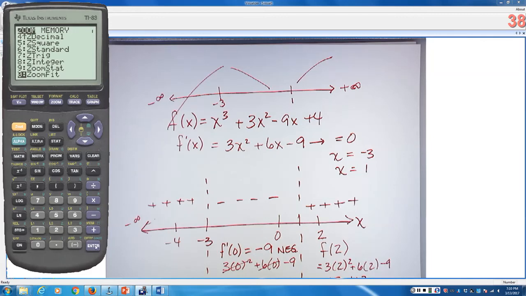Fit. And I might not get a perfect picture immediately, but at least I can see that whole graph in. So what does it do? Did it come to a peak over -3? And it looks like it came to a valley at +1, which is what we thought it would do. Okay?